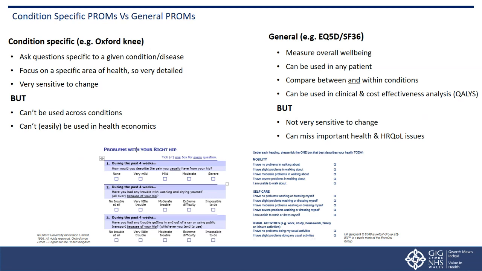And then, as an example on the right there, general quality of life PROMs measure overall well-being and can be used to compare between different conditions. So, for example, between knee arthritis and heart failure, or within the same condition area. So they can be used in clinical and cost effectiveness analysis, and this makes them useful to compare costs and outcomes of different treatment. But general quality of life PROMs are not so sensitive to monitoring disease-specific changes. Next slide, please.